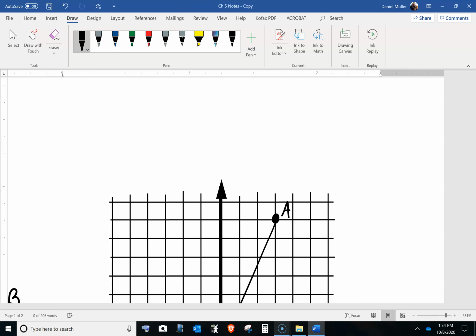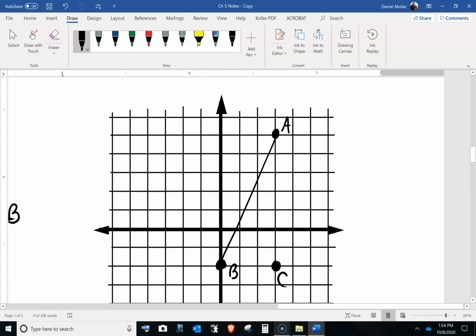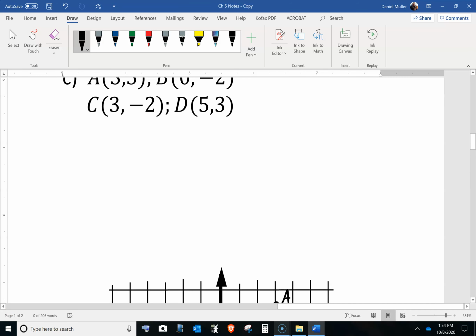Okay, let's see what's going on here. 5, 3. Okay. 1, 2, 3, 4, 5. 1, 2, 3. Okay, connect those. Are they parallel? Maybe. Let's try calculating the slope. So we'll find the slope for A and B, and we'll find the slope for C and D. Oh, there we go. So we need to look at our rise over our run. Rise and run.